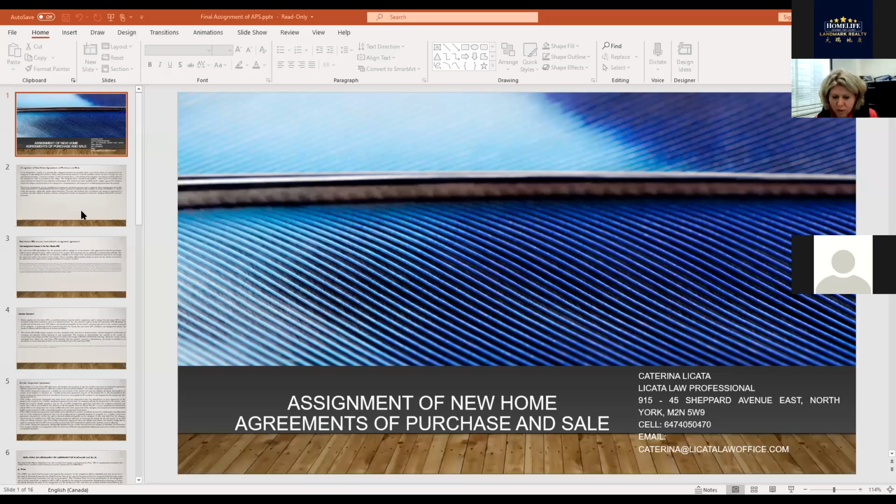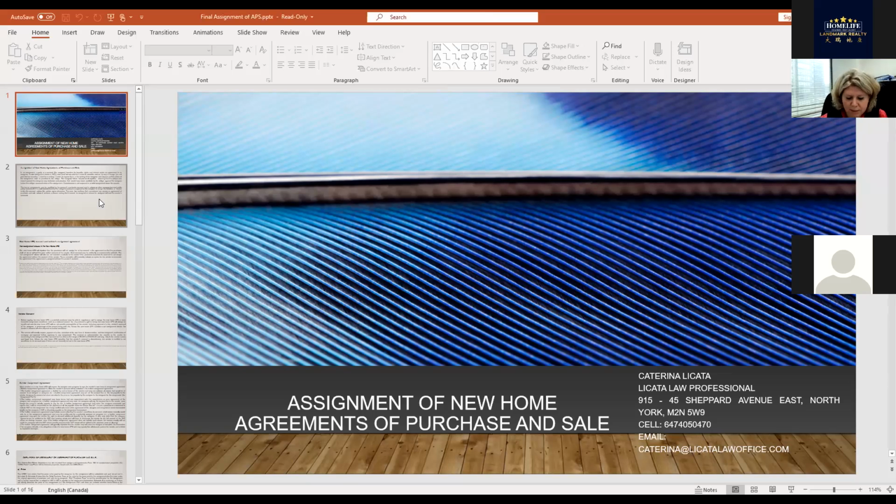We saw that the assignment occurs only when an original buyer of a pre-construction agreement wants to assign his rights to another buyer and then walk away from the deal. We know that he can make a profit between $50,000 and $100,000, and that three people will be involved. It's necessary that the developer's consent is given as well.